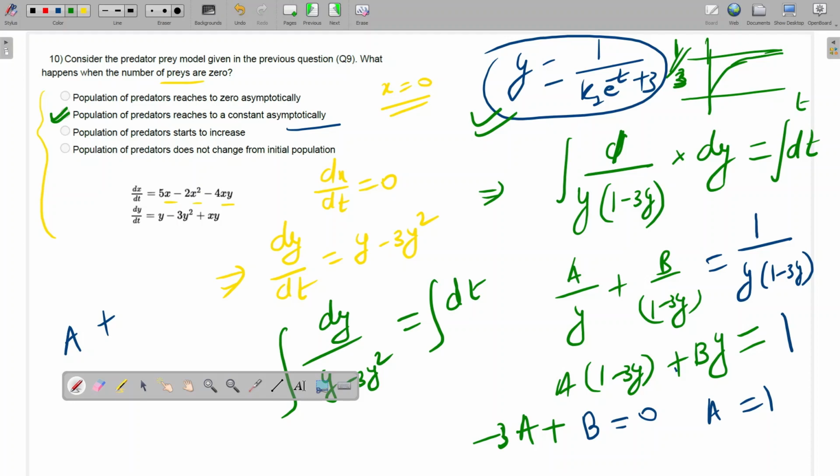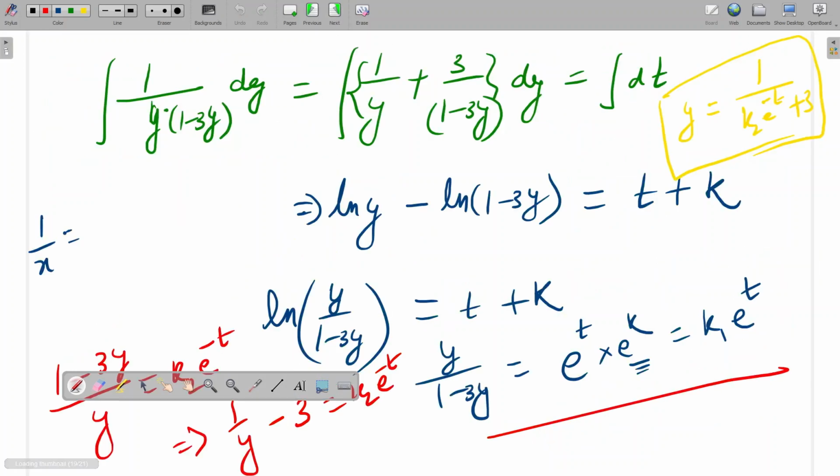Hello. Yes, sir, can you just explain the last part, sir? Okay, so we got the y equation. Is this the equation you want explained? Yeah, the last integration part. Okay, see.